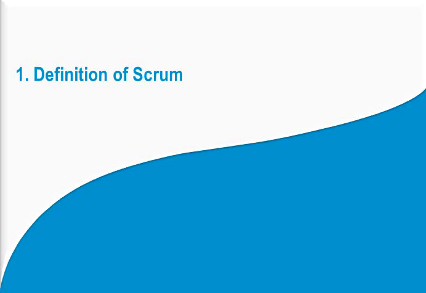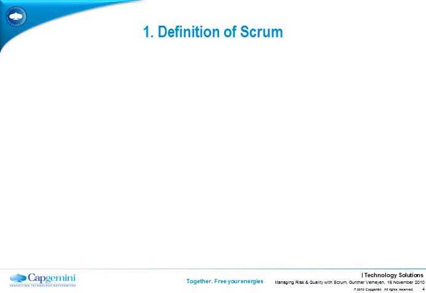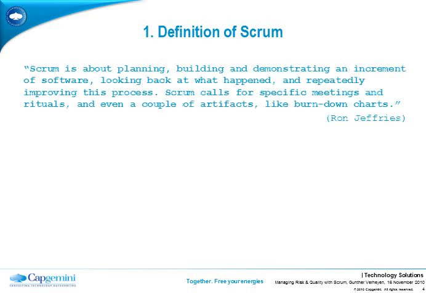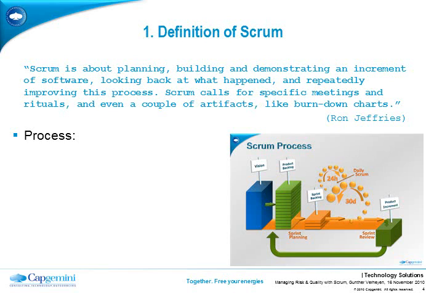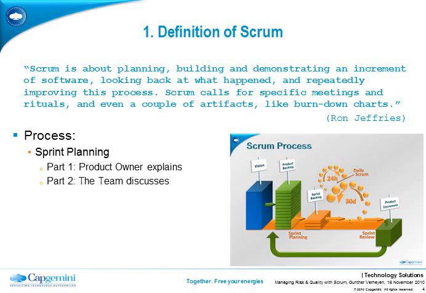I've recently found a very good definition by Ron Jeffries, saying Scrum is about planning, building and demonstrating an increment of software, looking back at what happened and repeatedly improving this process. Scrum calls for specific meetings and rituals and even a couple of artifacts like burndown charts. Now, a bit more detail about the process of Scrum. It's not really a process, it's a tool, it's a framework, but okay. Let's make it easy and just call it a process for the time being.